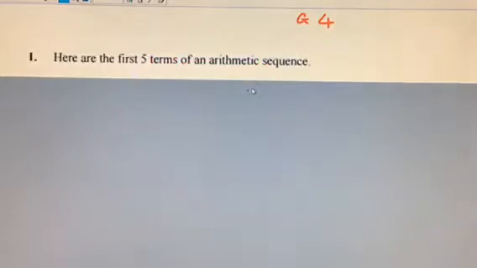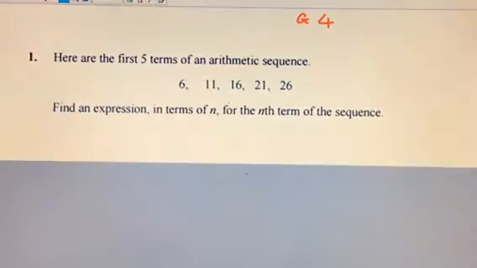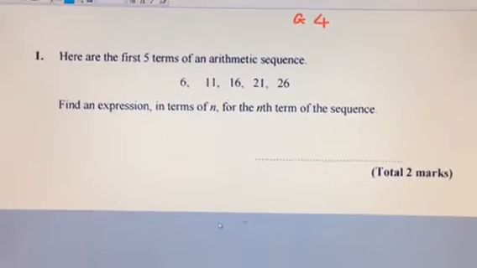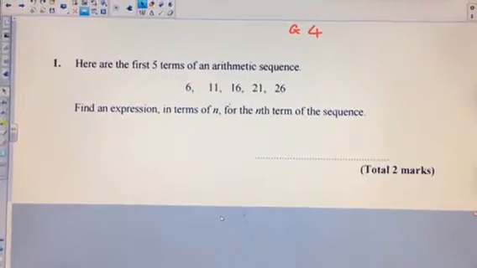Hi there, as you can see I've put G4 at the top, which stands for grade 4, because that's what we're doing. And I'm about to show you my first question, so let me just get my mouse working. There we go. And the first question we're going to have is this one here. It's worth 2 marks. Zoom out a little bit so you can see it clearly. There we go. Worth 2 marks.